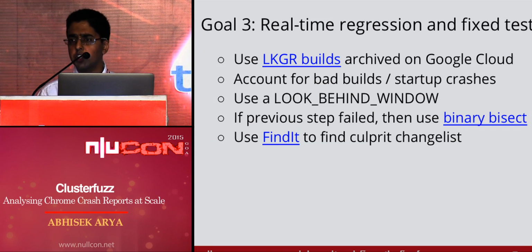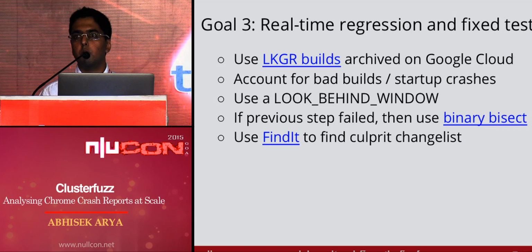We do some optimizations too. Like when you're testing with thousands of these bots, many of the new bugs that you find are actually regressions. So if you just look behind 3 to 5 builds, you will find that it probably regressed there. And if that doesn't work, we just go to a binary bisect.